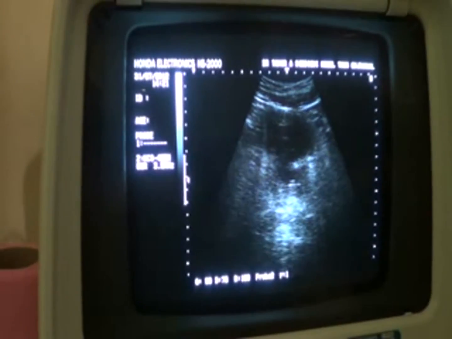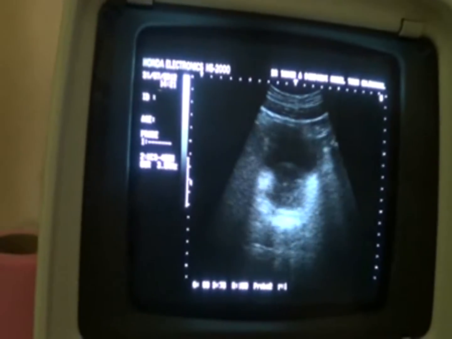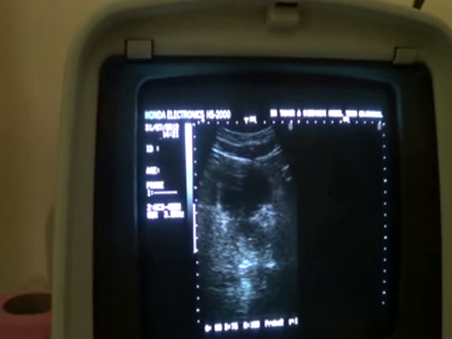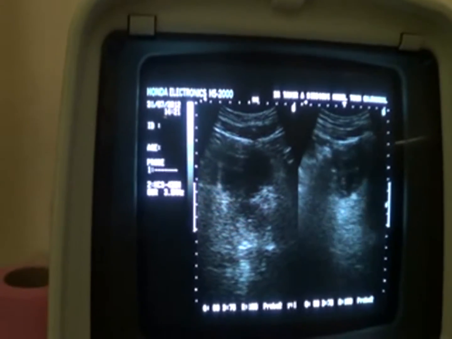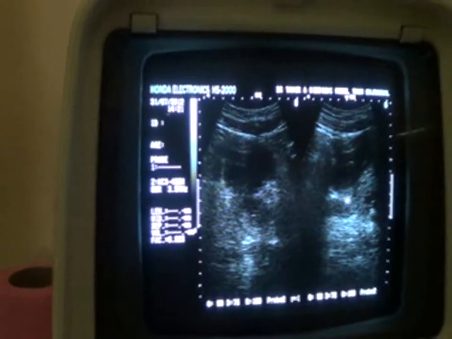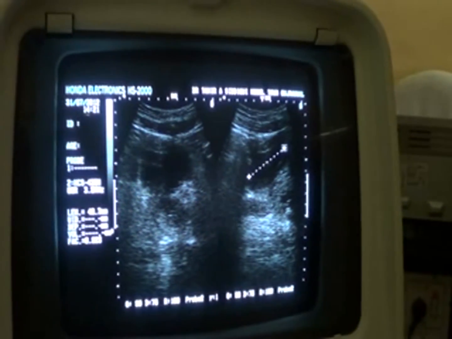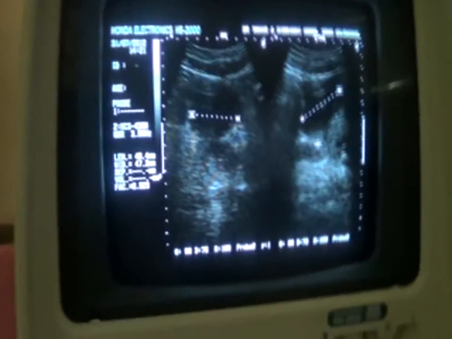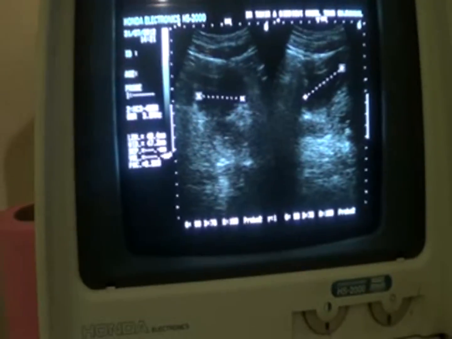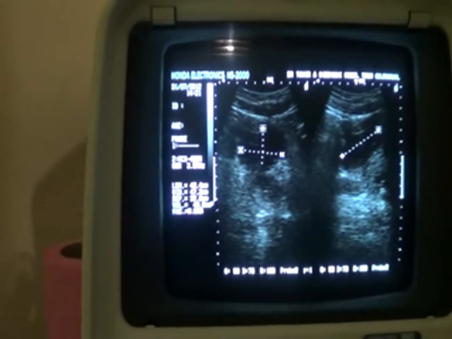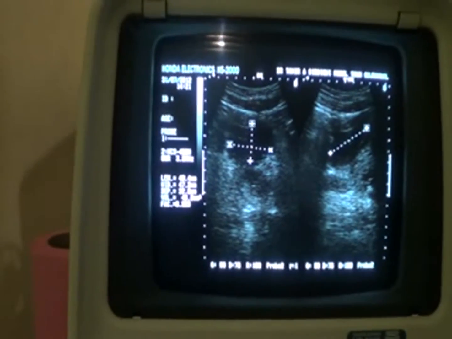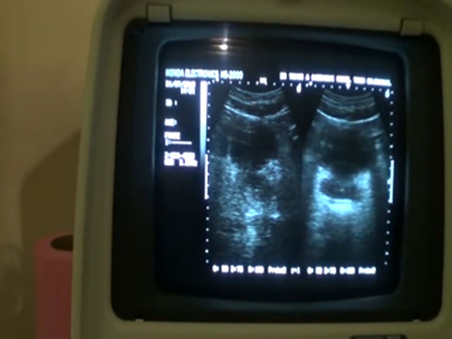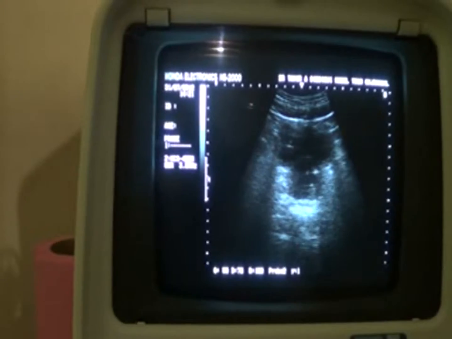This is the post-micturition study of the same patient, and the post-micturition residual volume is, this is the longitudinal section, 40 ml. Up to 50 is considered normal. So here we see 40. So the residual volume is within normal.